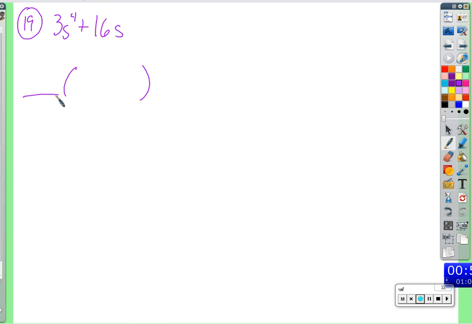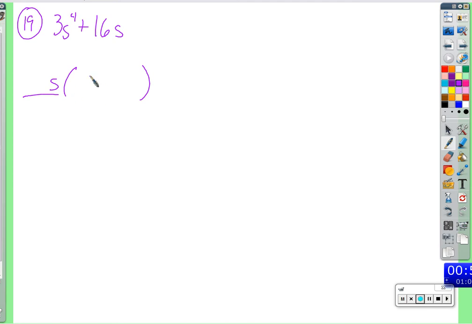They have an S? They have an S squared in common? Nope. S is the biggest factor of S that you can take out. Now how about, do they have any number factors that you can take out? A 4 in common or a 2 in common or anything like that? No. You got a 3 here and a 16. 16 is 4 times 4, or 16 times 1, or 8 times 2. There's no 3 factors in there. So just an S.